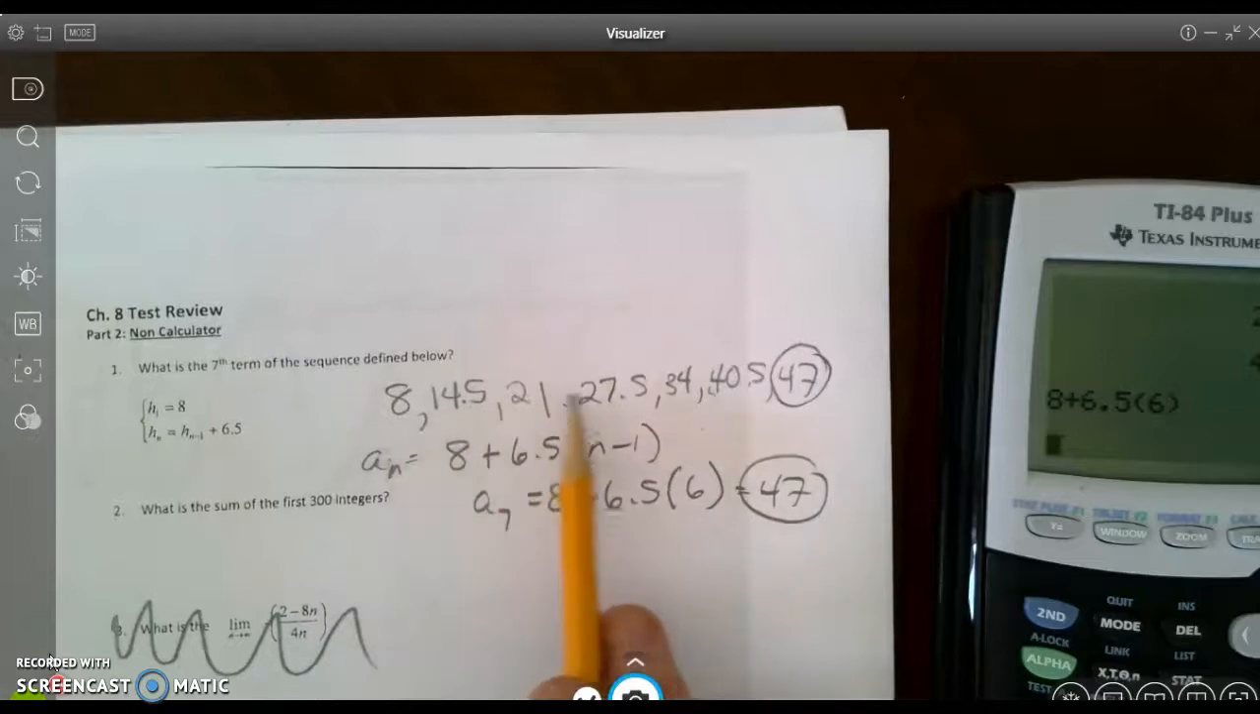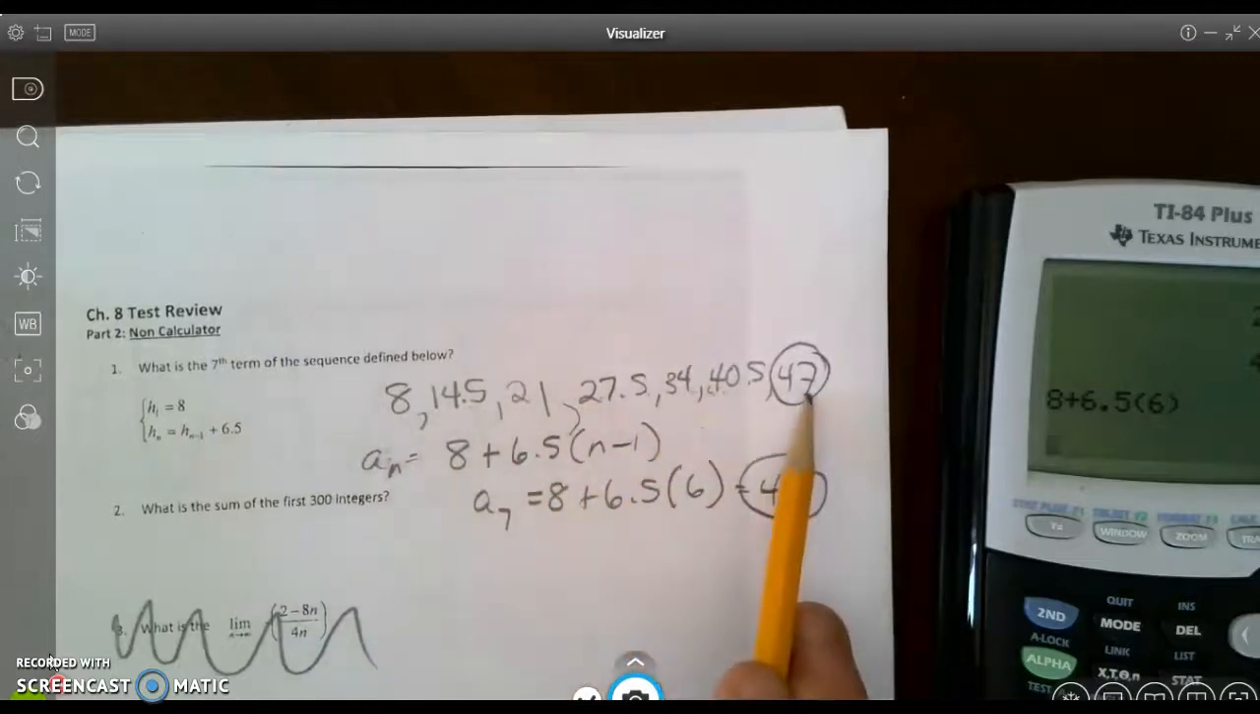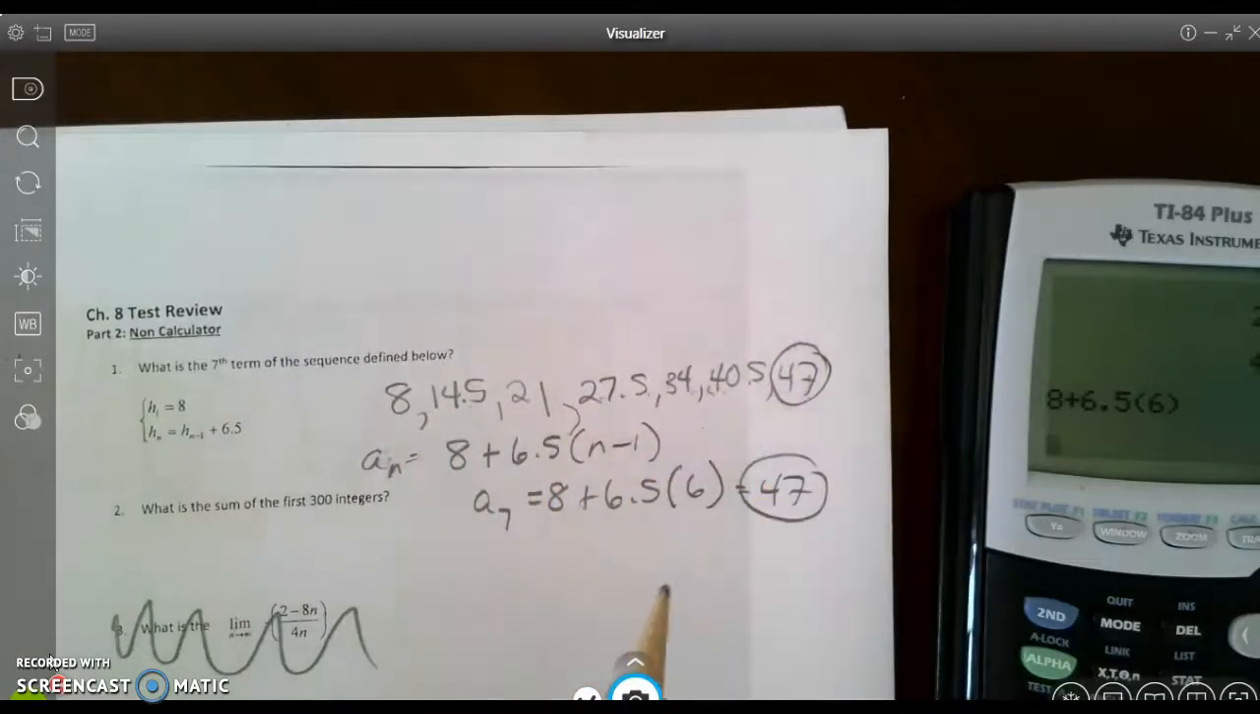So I just wanted to show you two ways to do it. I could actually go through and find the 7 terms and get to the seventh one and get 47. Or I can write the explicit formula and find the seventh term.